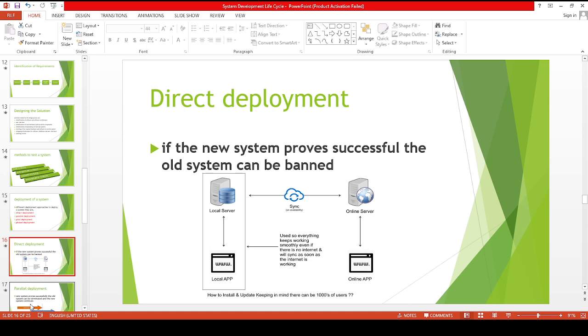Now you can also see this picture. In this picture you can see Sync. Sync is made between the online server and local server. That is a direct deployment. And the local app is done by the local server, the online app is done by the online server. That is a direct deployment.